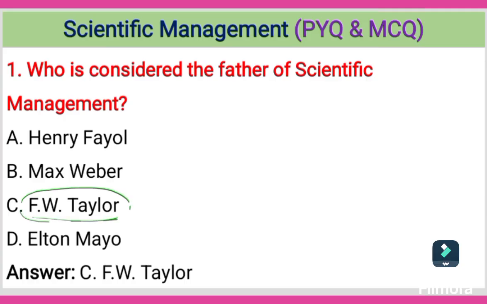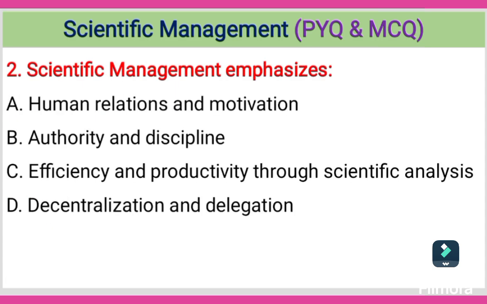Next question is, scientific management emphasizes A, human relations and motivation, B, authority and discipline, C, efficiency and productivity through scientific analysis, D, decentralization and delegation. We have studied earlier that scientific management focuses on efficiency and productivity. So the right answer is C.